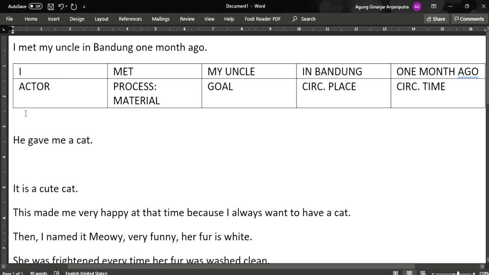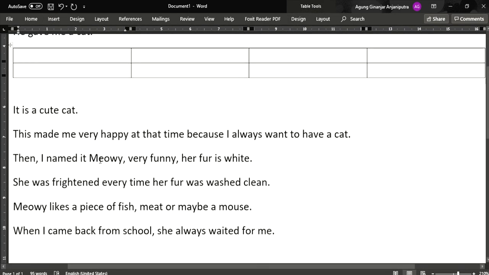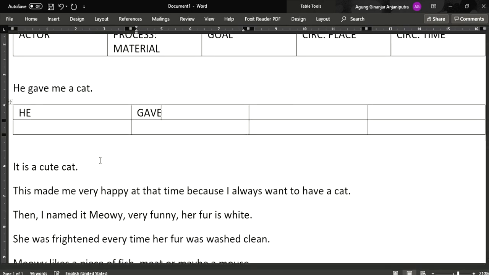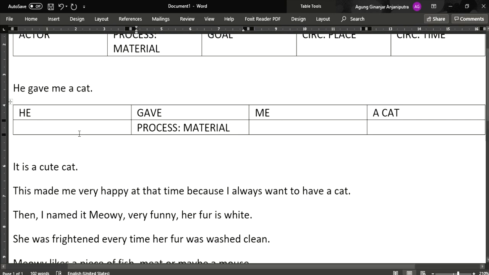So the next one is: he gave me a cat. So we need 4 columns here. He gave me a cat. Again, we need to analyze first the process. This one again is material. He is the actor. And then me, and a cat is goal. Since me is the one who received the goal, it's beneficiary.